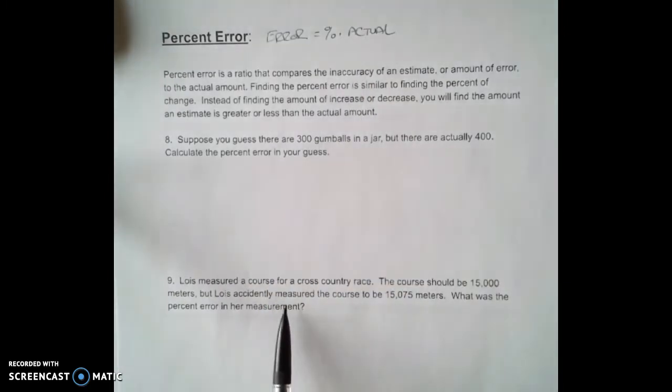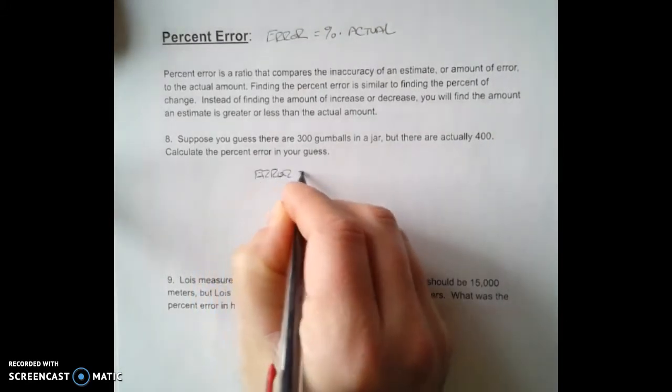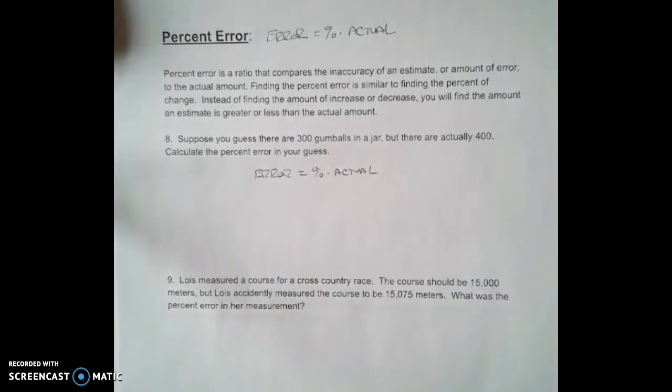In our first example, it says, suppose that you guessed that there were 300 gumballs in a jar, but there were actually 400. Calculate the percent error in your guess. So we're going to set this up again as error equals the rate times the actual amount, and we're trying to figure out the percent error in your guess.